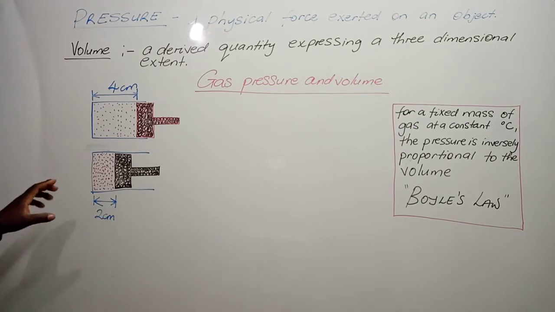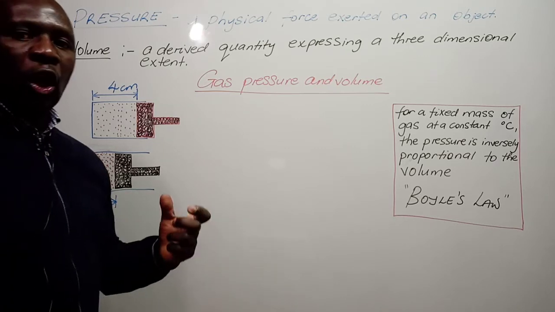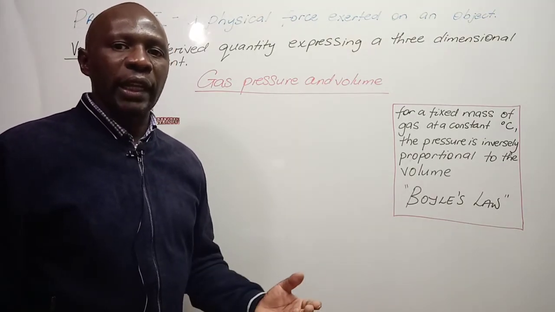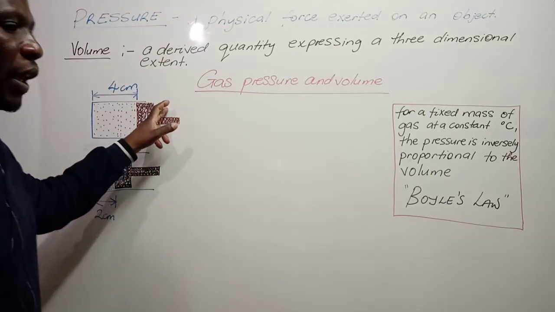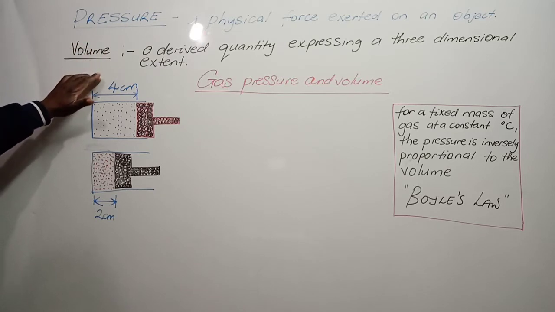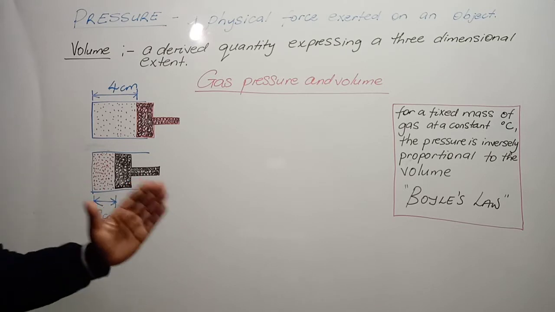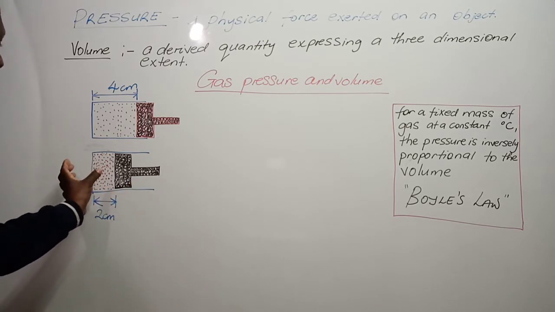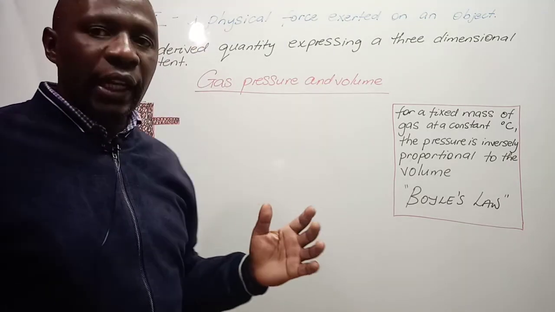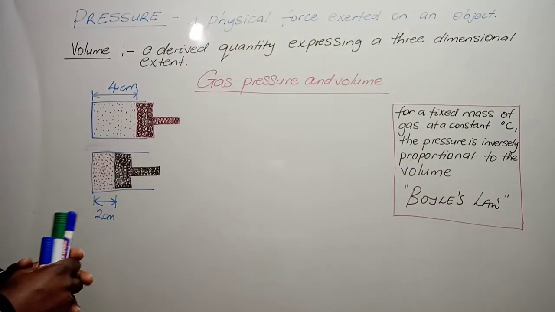The reason why there is higher pressure in the second diagram is because there are a lot of particles that are more concentrated per unit area than in the first scenario. In the first scenario, the space was 4 centimeters, and the particles of gas were much more spaced out. Now the volume has been halved, and the gas particles are now occupying less space.